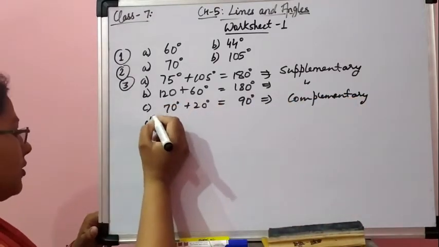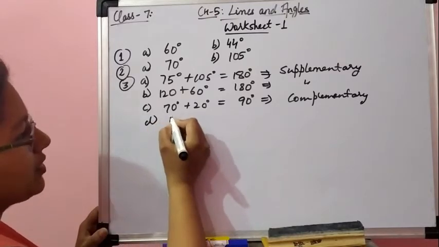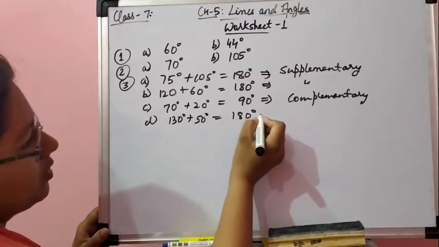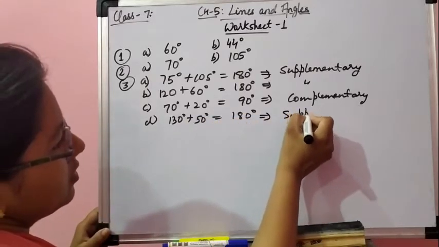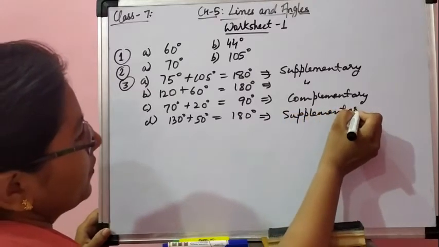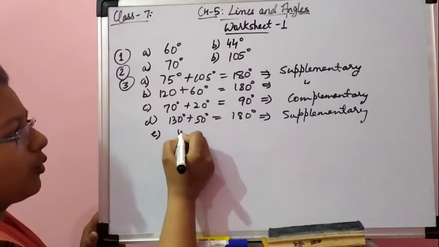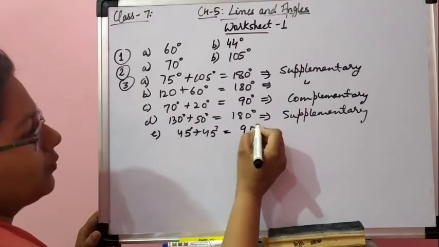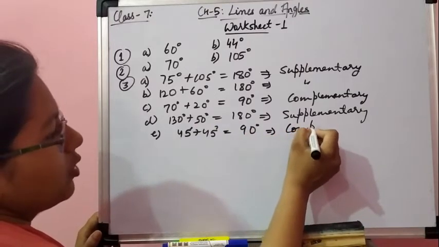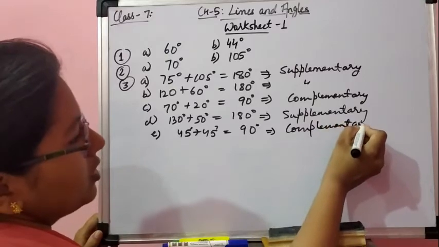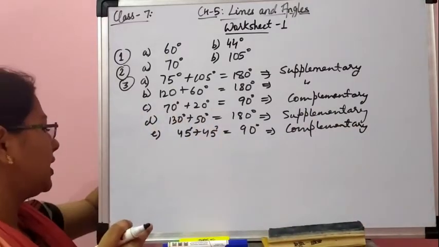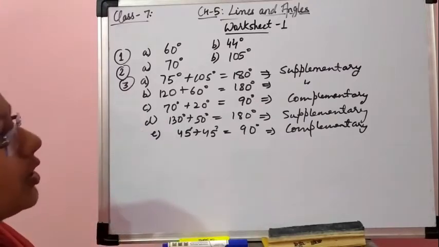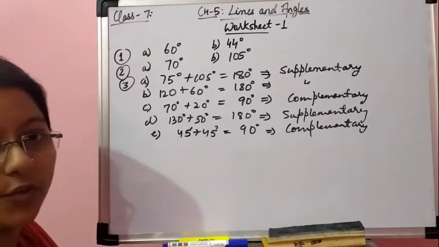Now coming to our D part, 130 plus 50, again it's 180, so this is supplementary. Now for E part, 45 plus 45, again it's 90, so this is complementary. In this way, by adding, you can check whether the given pairs are complementary or supplementary. So this is the solution of worksheet 1. Now we will discuss the solution of assignment 17.